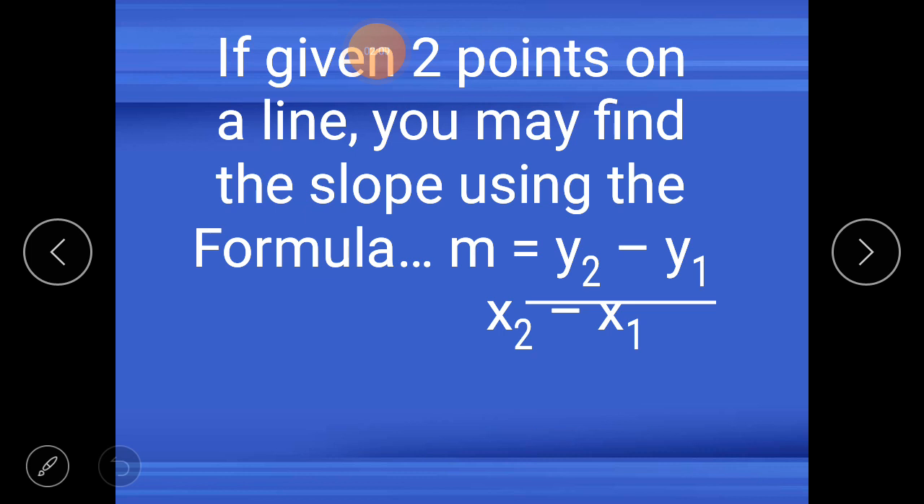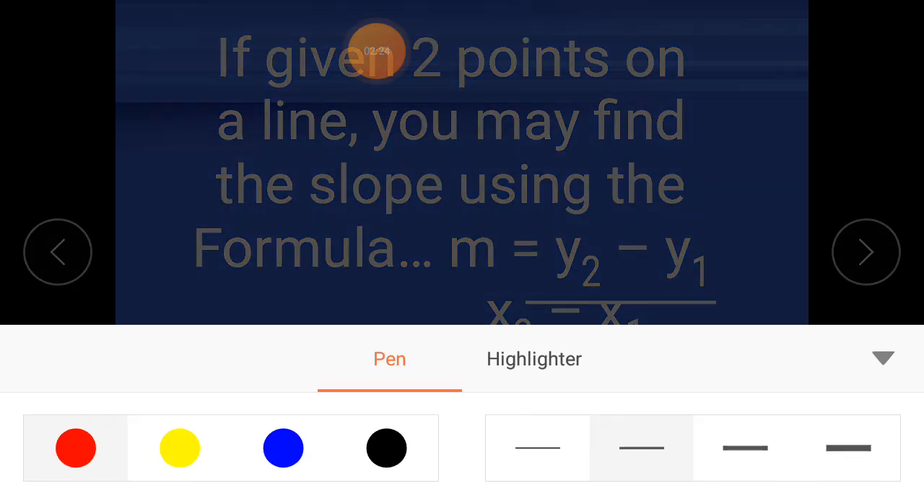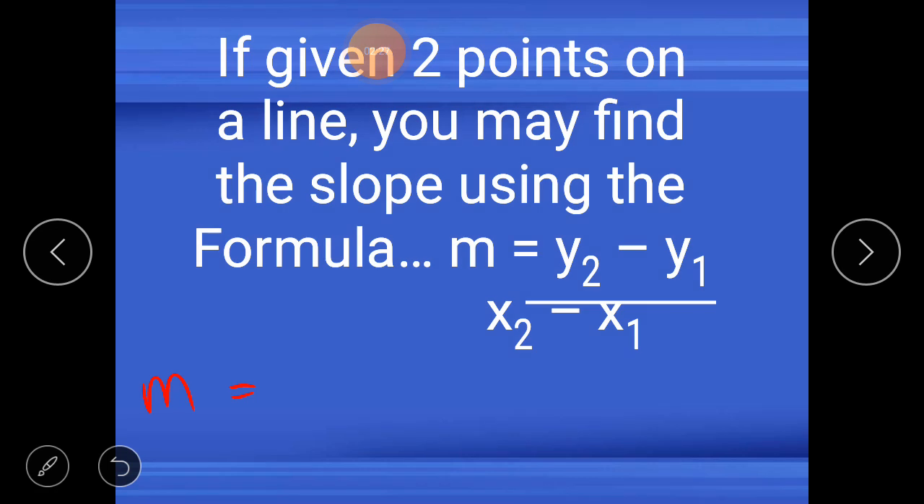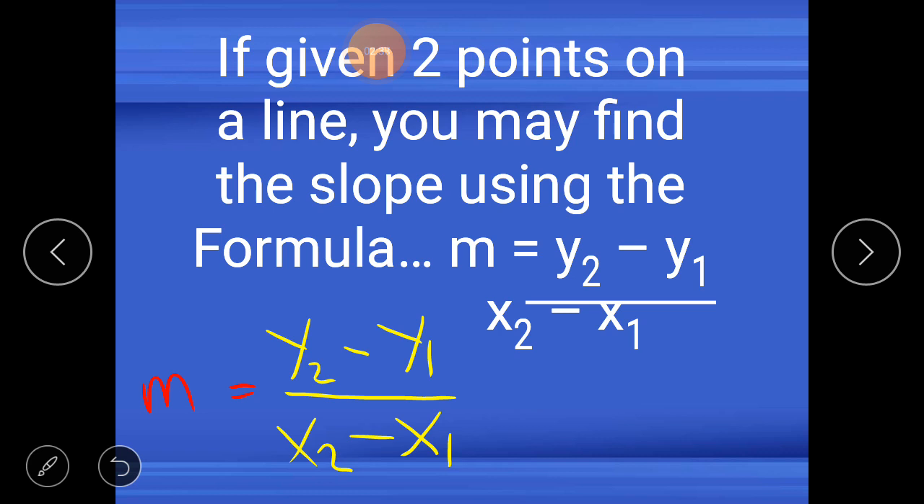If given 2 points on a line, you may find the slope using the formula y sub 2 minus y sub 1 over x sub 2 minus x sub 1. Again, this is slope, which is represented by small letter m, equal to y sub 2 minus y sub 1 over x sub 2 minus x sub 1. You can use this if the given are 2 points.